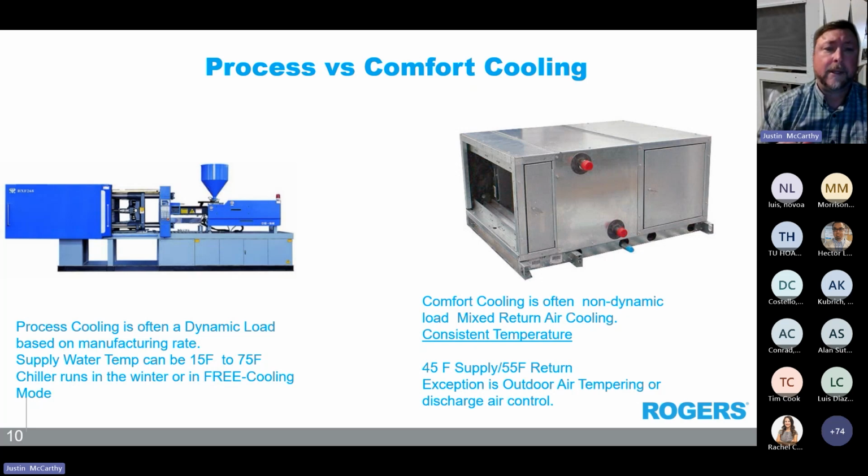And comfort cooling is typically non-dynamic. We're dealing with return air and a consistent temperature. The load is pretty consistent. It changes somewhat over the day, but not like you would see in process cooling. Typically 45F supply, 55F return. The exception would be if we were doing outdoor air tempering or discharge air control, makeup air, where we have to cool changing ambient temperatures down to a certain set point inside the building.